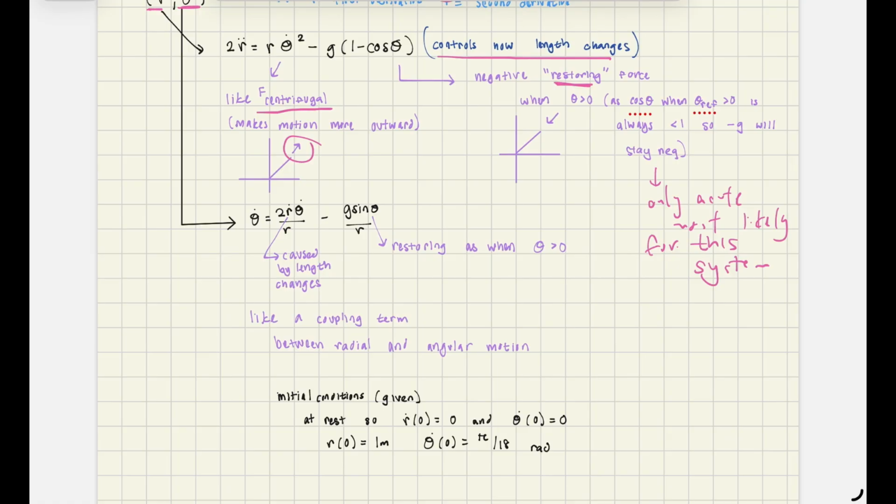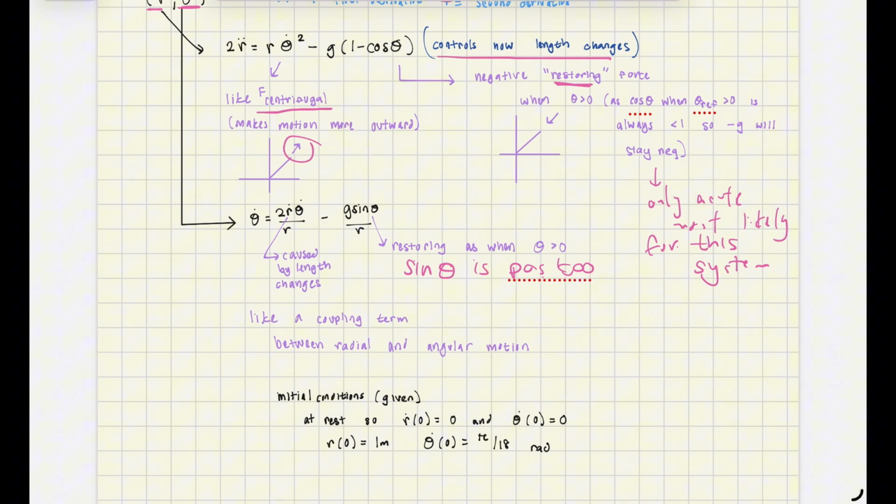So we're also going to say when theta is positive, because usually you're not going to go over 90 degrees given this system, sine theta is going to be in the bounds of 0 and 1. So then that's also going to be negative. And it's kind of like a coupling term between the radial and angular motion.